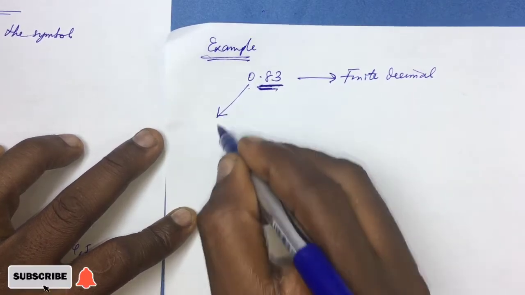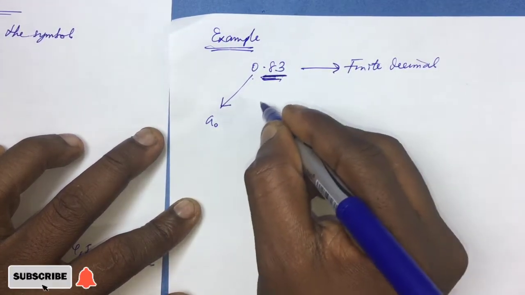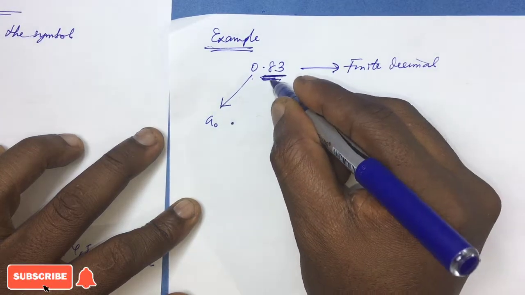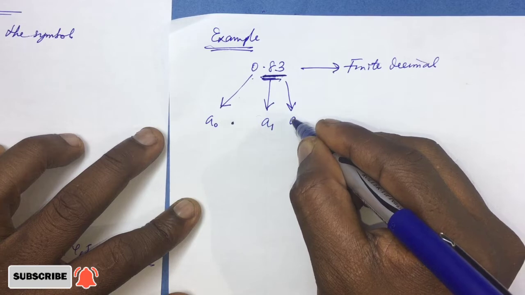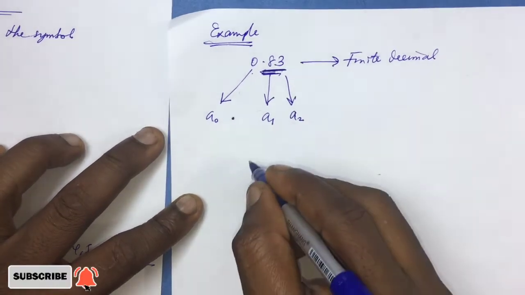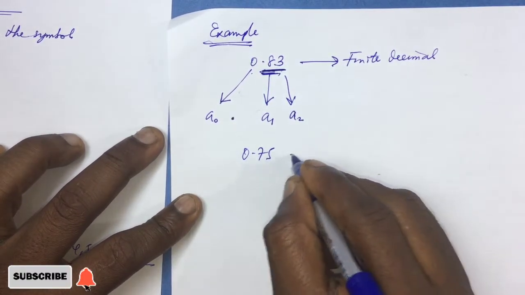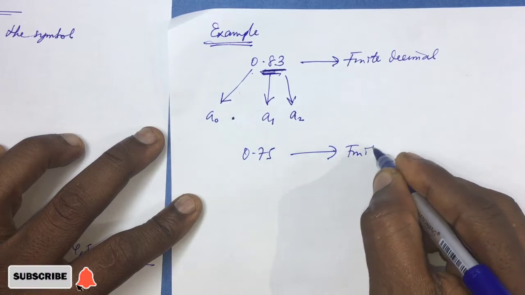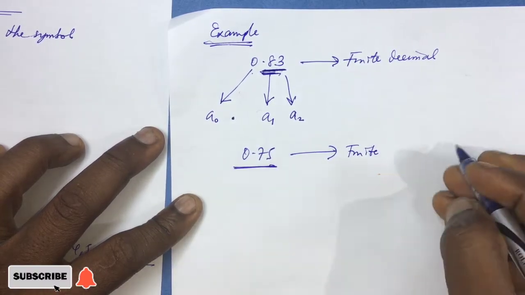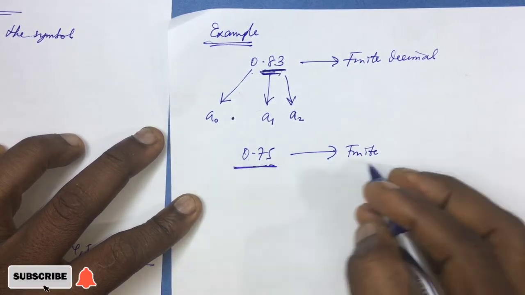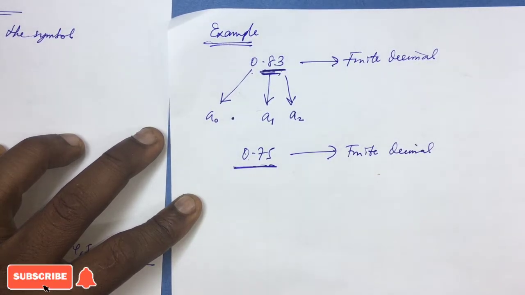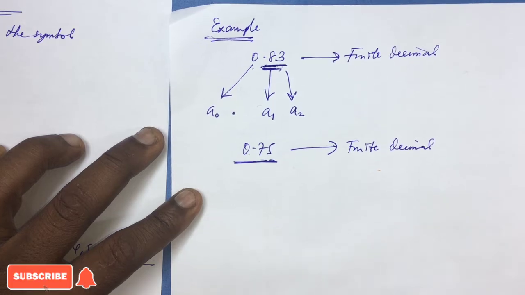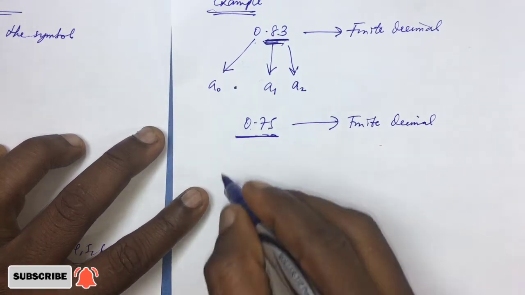So in this case, your a0 is 0, this is your decimal point, and your a1 is 8, your a2 is 3. Okay? If I give you 0.75, 0.75 is a finite decimal. And once you see this, a fixed block of digits after the decimal point, it means that this decimal must have come from a rational number. Okay? Now, look at it.